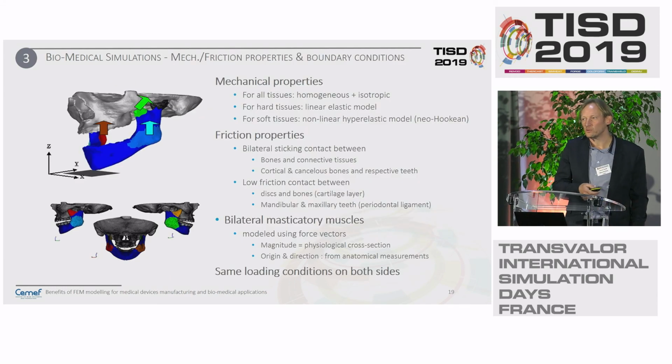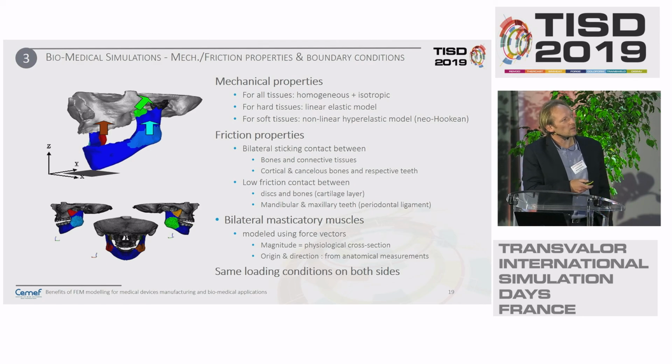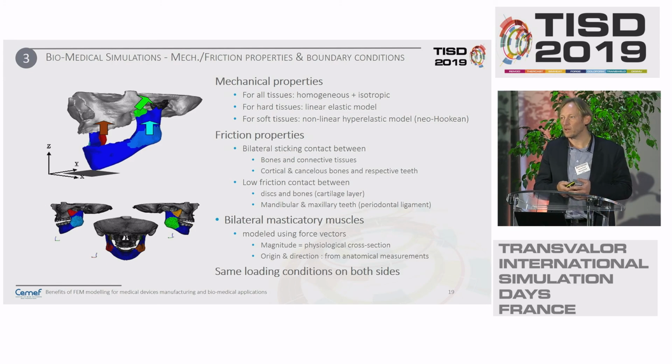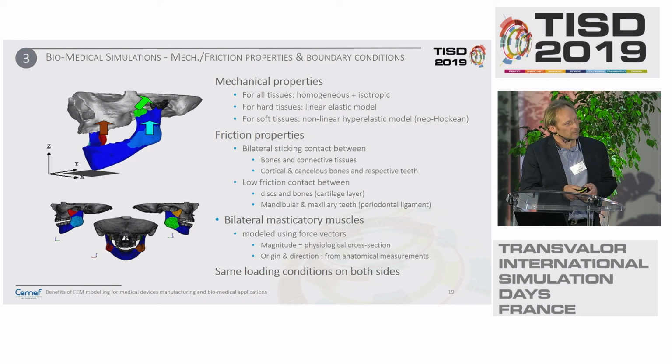For the mechanical properties, we consider for most of the tissues homogeneous and isotropic materials. For hard tissues, namely the bone, we use a linear elastic model. And for the soft tissues, we use the hyperelastic model that we have specially developed in our laboratory version of Forge, using what we call a neo-Hookean model. For the friction properties, we use mainly sticking contact between the different tissues, except for the cartilage layer, for which we use a low friction contact between the disc and the bones.